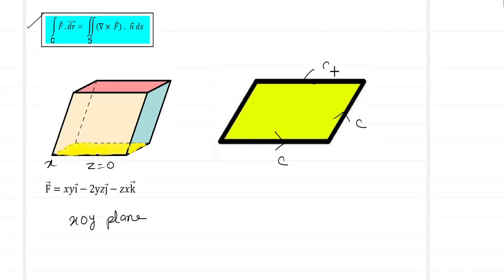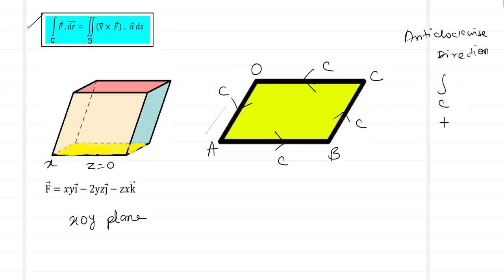So this is my curve C. How will you traverse your curve C? You will have to keep in mind curve C will always be traversed in the anti-clockwise direction. So direction is very important. How do you traverse your curve C? Always in the anti-clockwise direction. Now let me name this border. Let this be O, which is my origin. Let this be A. Let this be B. Let this be C.